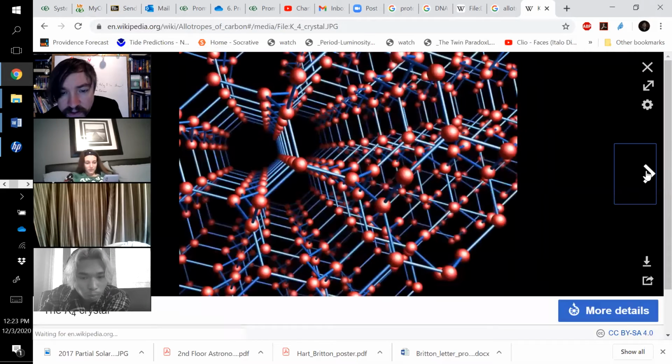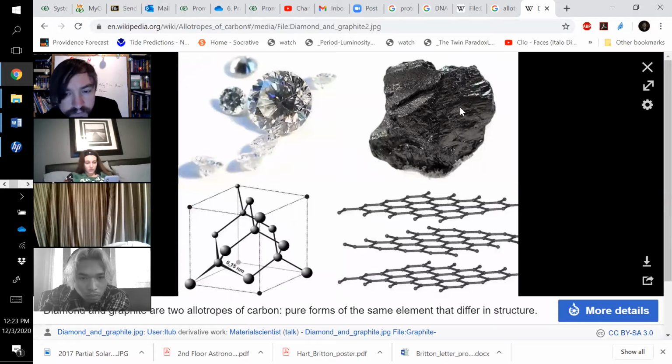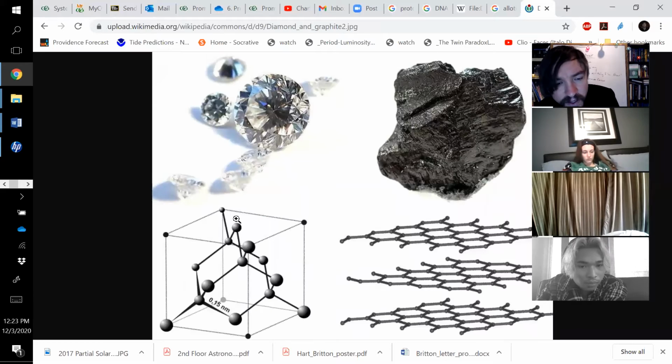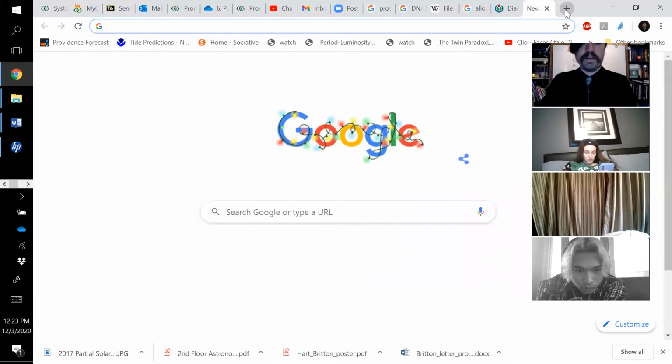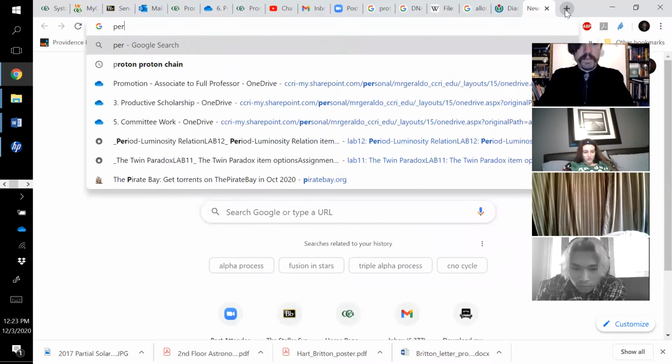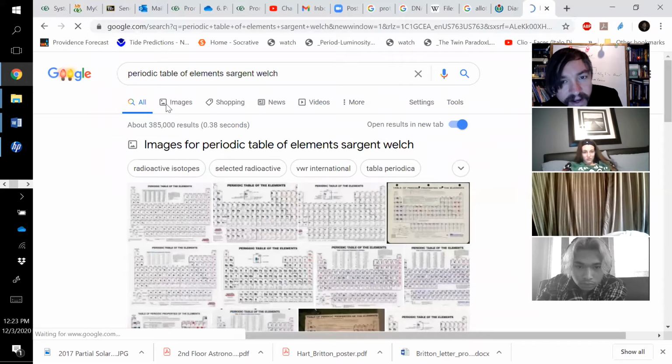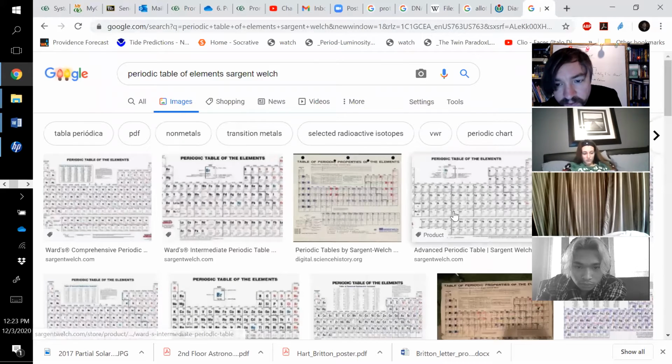Okay, let's look at the structure of diamond versus graphite. Pardon me, students. Diamond has the atoms of carbon arranged in a tetrahedron shape. In graphite, they're arranged in hexagonal sheets of hexagonal rings. Typically, the density of carbon, if we go to the periodic table of the elements, Sergeant Welsh, our good old standby for everything that we need to know chemistry-wise.